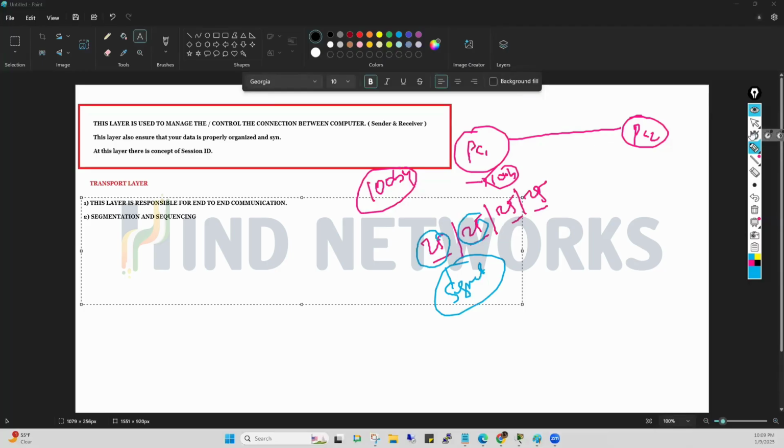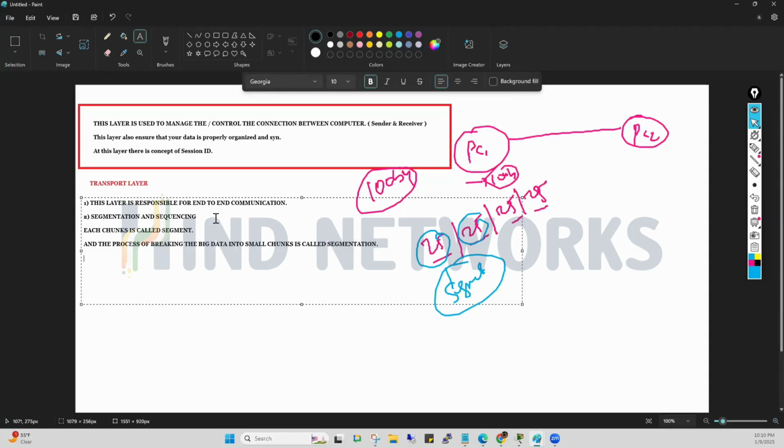Each chunk is called, guys, a segment. Please remember. Each chunk is called a segment. Understand? And the process of breaking the big data into small chunks is called segmentation.